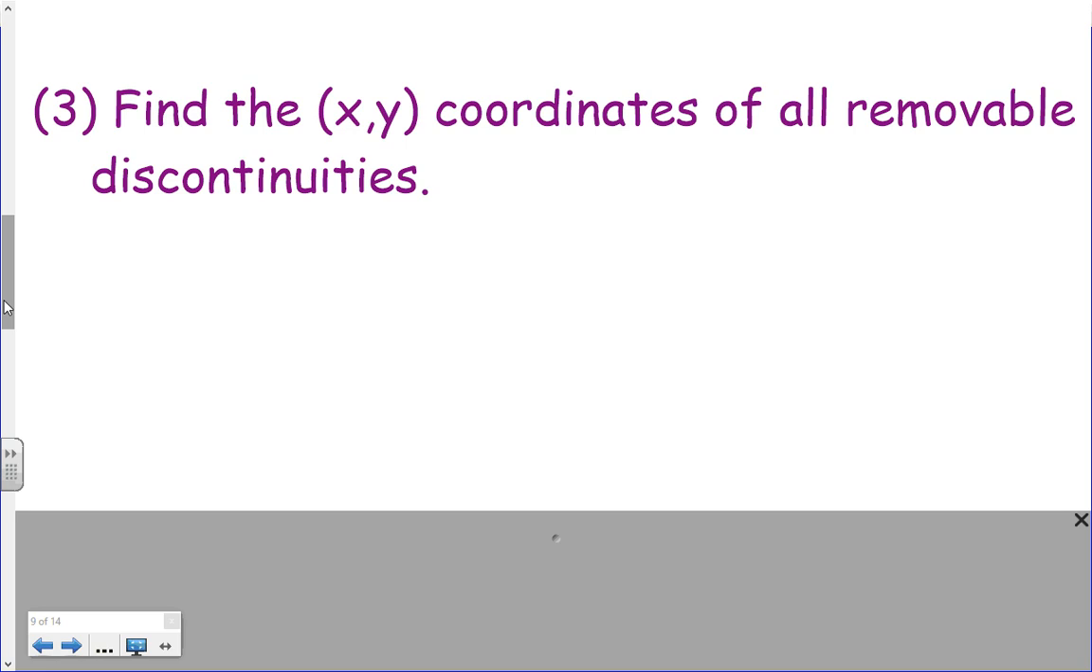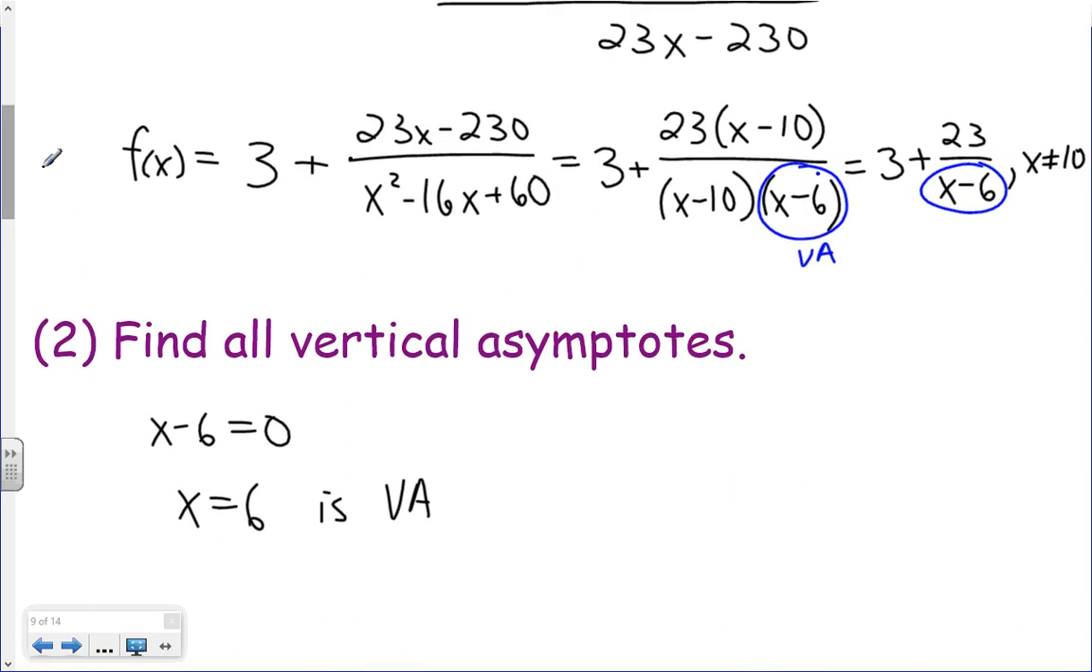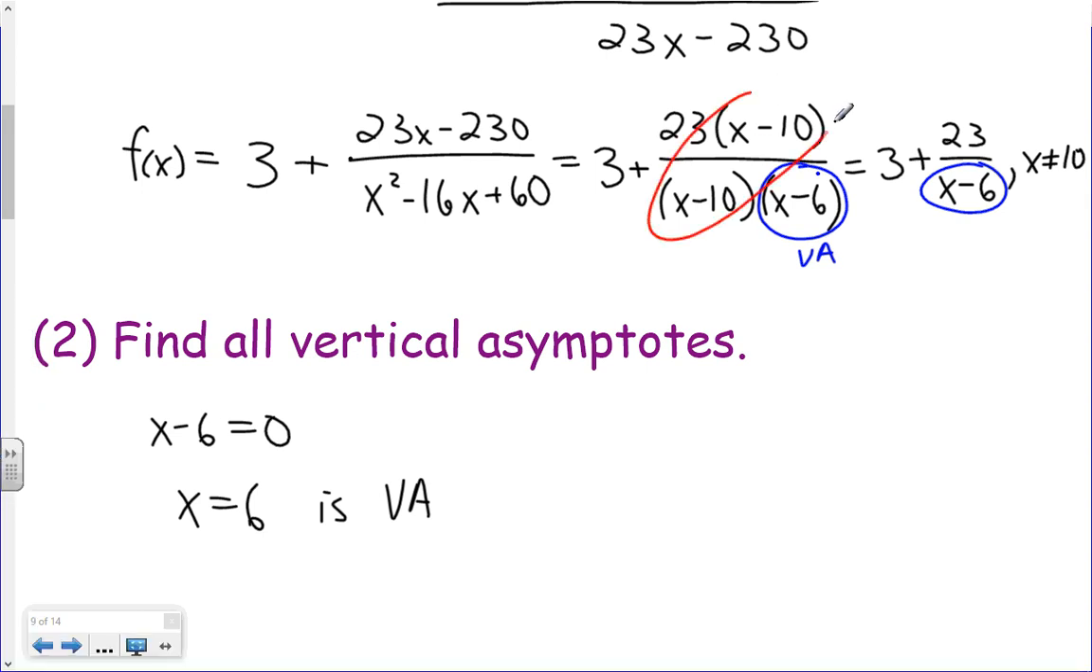To find your removable discontinuities, in fact, we want the xy coordinates of our removable discontinuities. And you can do that by going back up to this equation. And let me do this in a different color here, in red, I guess. If I look at these guys here that have common factors, those guys right there, I'll call that RD for removable discontinuity. Those are the common factors that would cancel out, or when you look over here at your domain that you've excluded, those tell me my removable discontinuities.